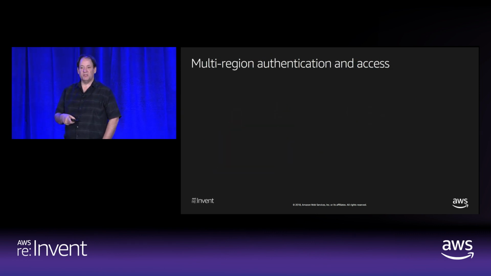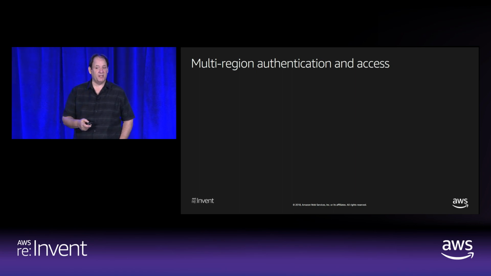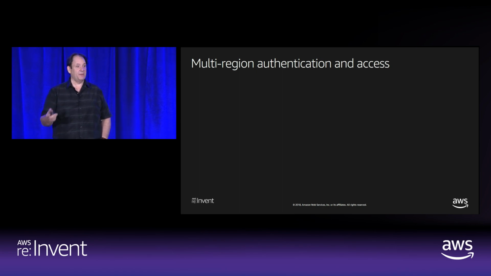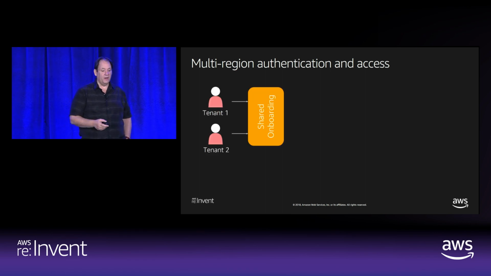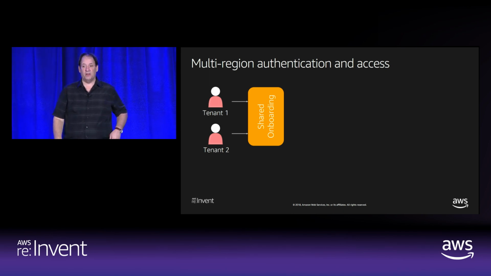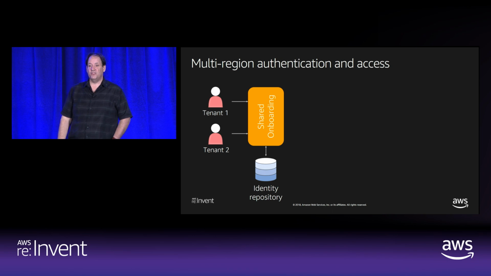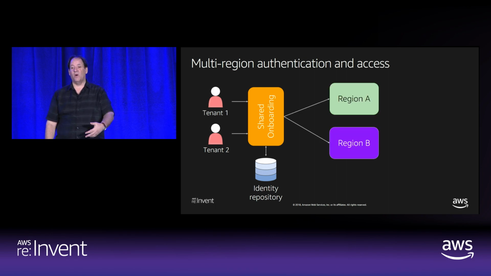The last bit of this is multi-region auth, because a lot of people are building multi-region solutions. And they're asking me, like, what do I do for auth here? Well, there's two approaches to this. One is I have some centralized shared onboarding experience, some shared auth experience where somebody comes and logs into my system and they use some shared identity repository. So all my users are in some shared centralized location. That auths me, and then I go access the services that I want to access.